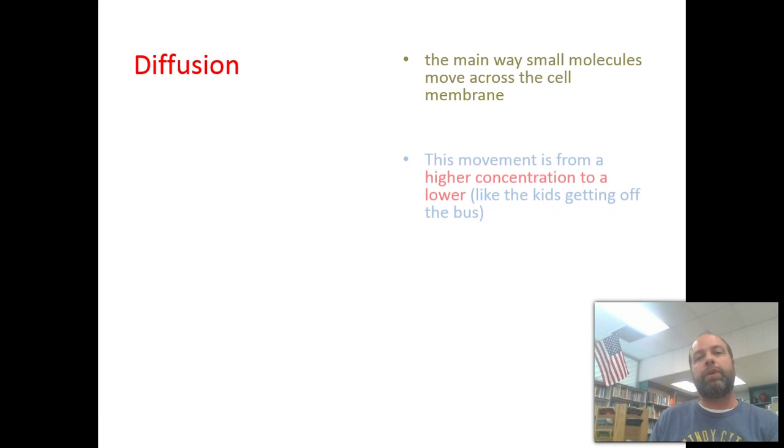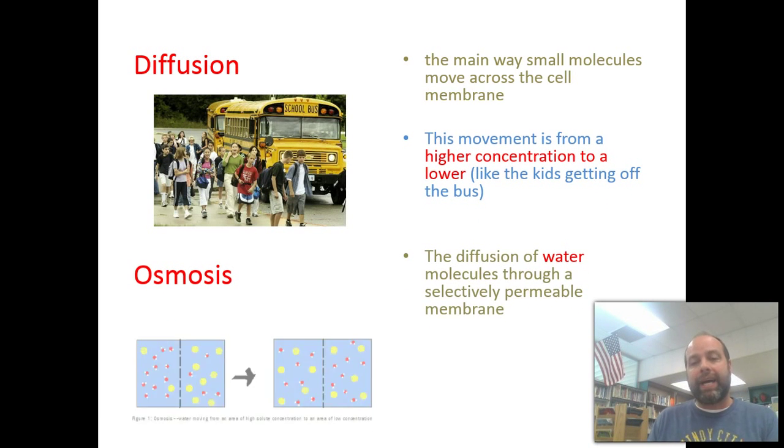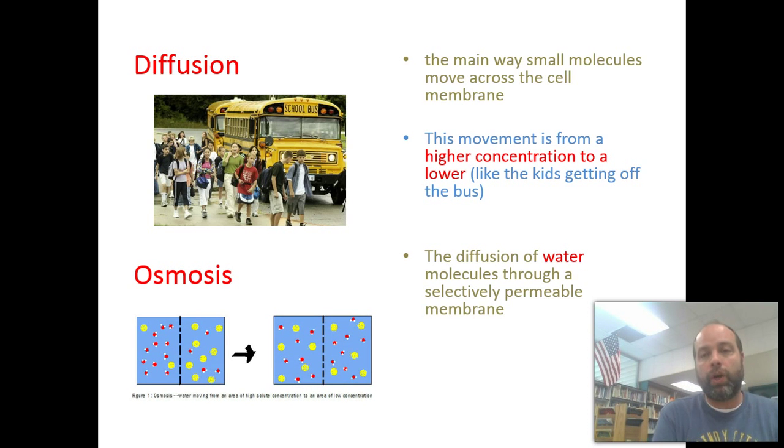So there's a few ways that things can get in and out of the cell. The first way is diffusion. And diffusion is the movement of stuff from a high concentration to a low concentration. If you think about a fart, or if you think about a cologne, it's very concentrated in a small area, but as time goes on, that smell diffuses throughout the classroom. So diffusion is stuff, small molecules moving from a high concentration to a low concentration.